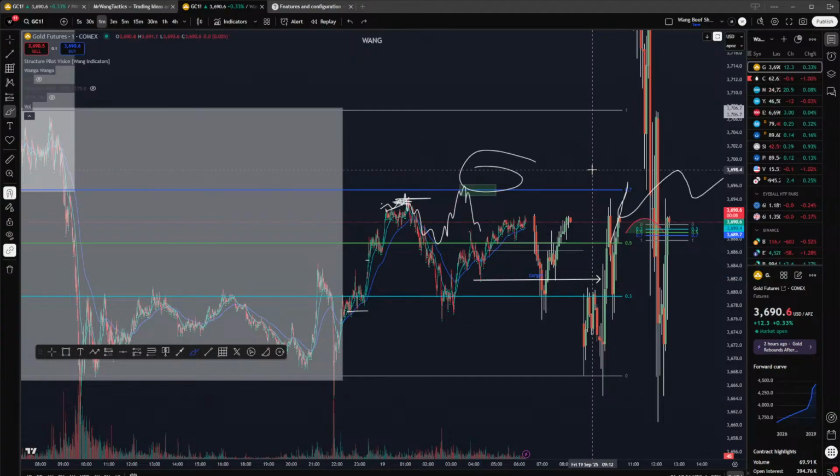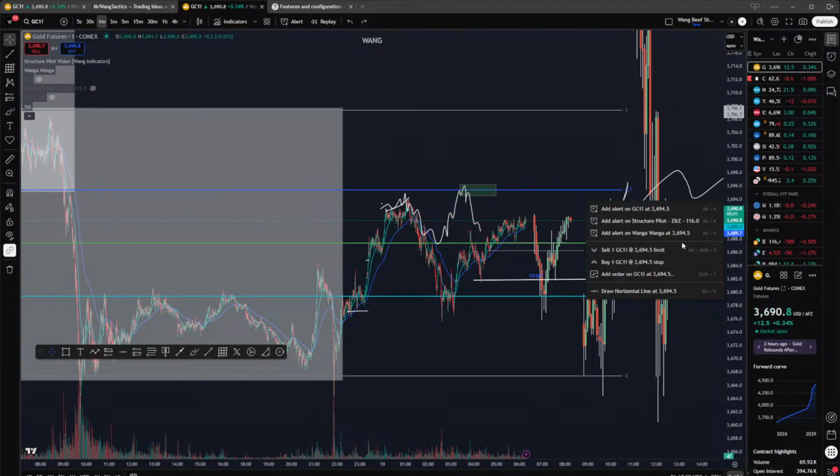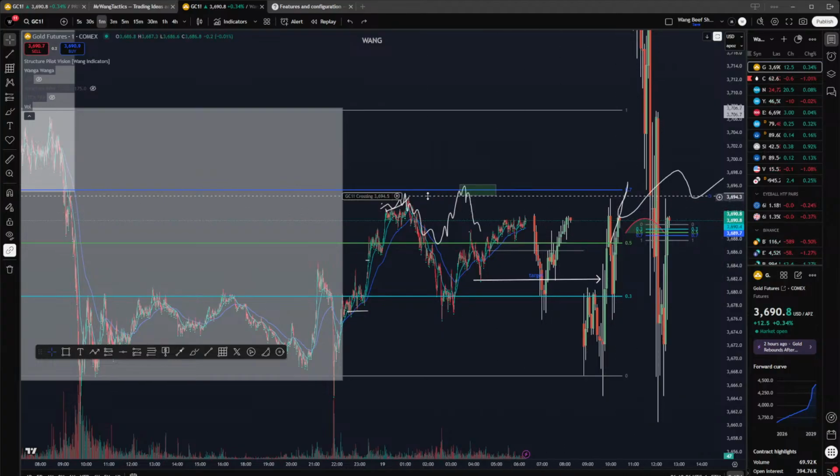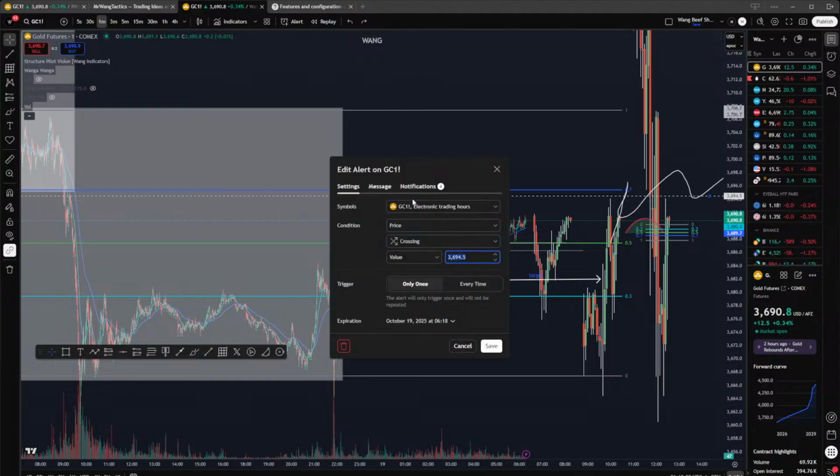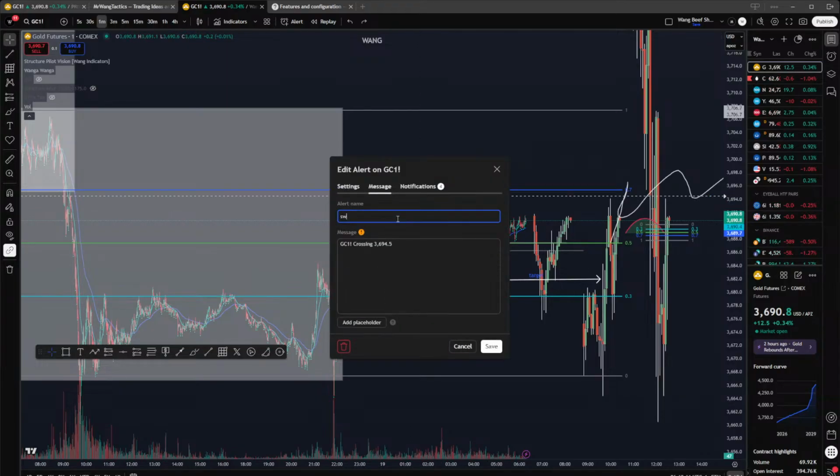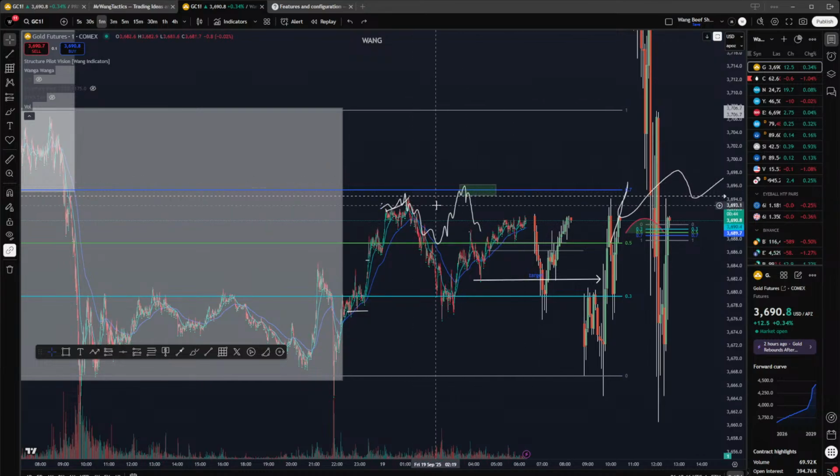I'm going to have to run for now. I'm just going to set up an alert here. Sweep. Name this sweep. So the alert will tell me once we get into my zone, and I'll try to take a trade from here.